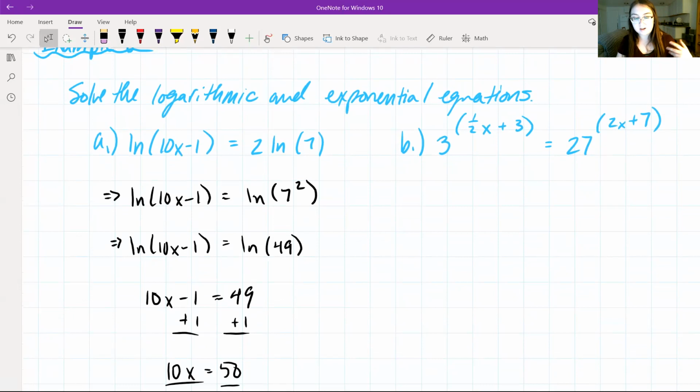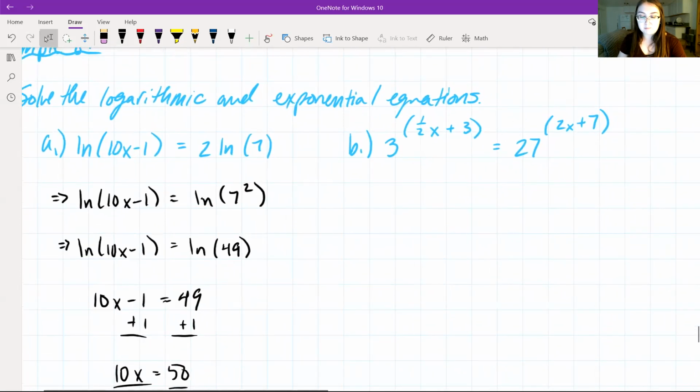And if we think about it, if we plug it back into our original equation, we know that the natural log of 10 times 5 minus 1, so we'll get the natural log of 49. Once we put that 2 back in the exponent for our second logarithm, we know that'll be the logarithm of 49. So we know that this is correct by checking that.